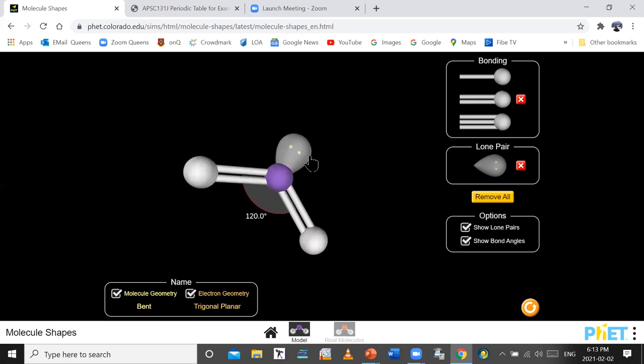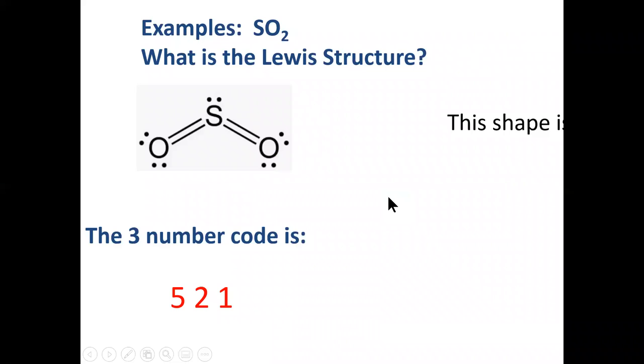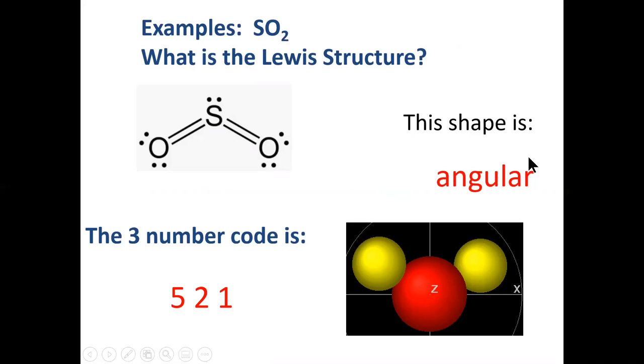And if you're looking at the electrons and the shape, this is it, SO2. Another representation of what the shape would look like: angular.